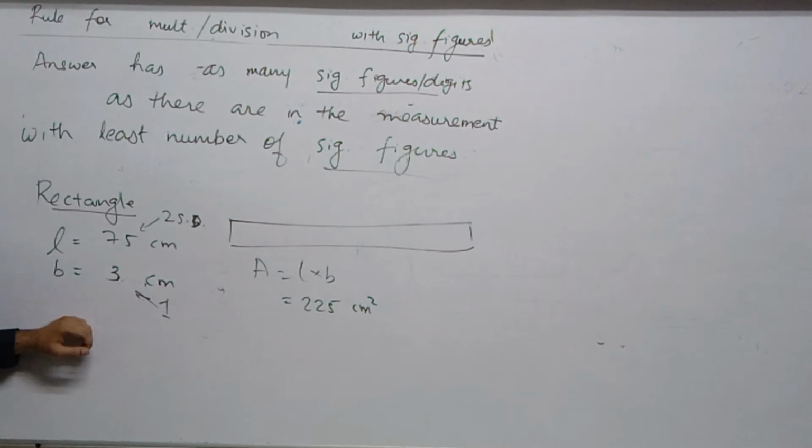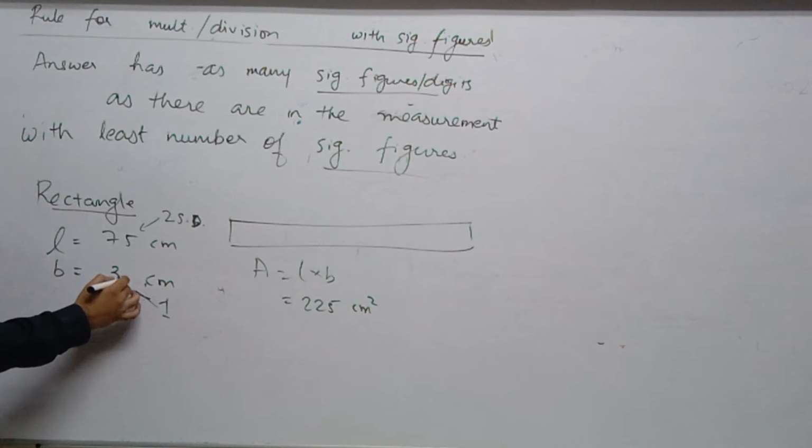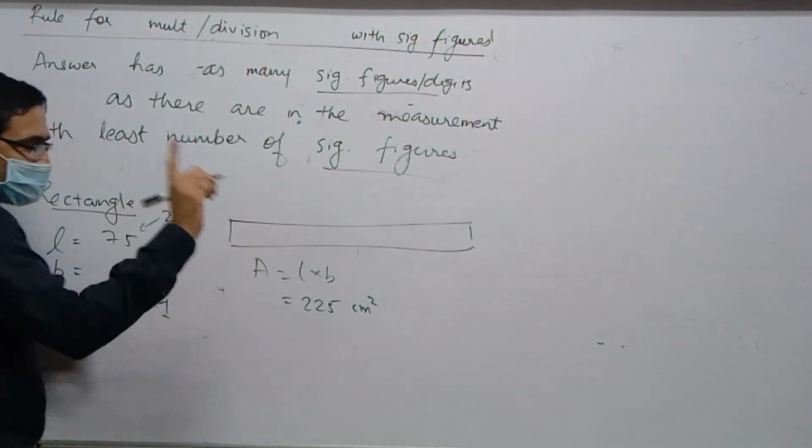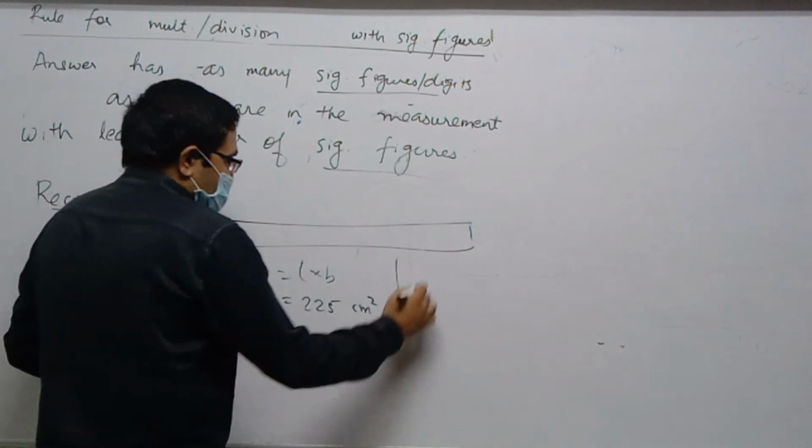Okay. 225 is not the correct answer. K was equal to 75 times 3, which is not 225, because we are doing it properly. Because this is a measurement, we don't know what's after 3. And that is why the correct answer will have only one significant digit. So, what would it be?